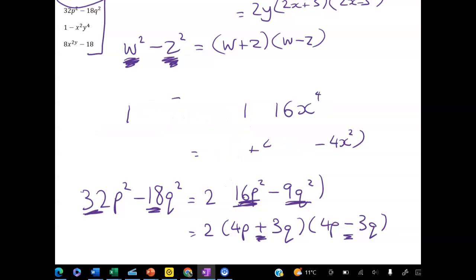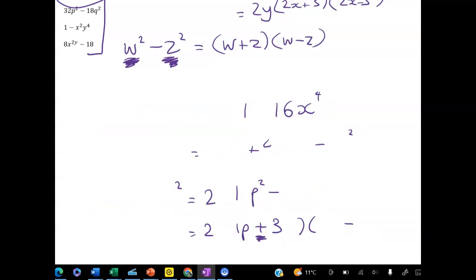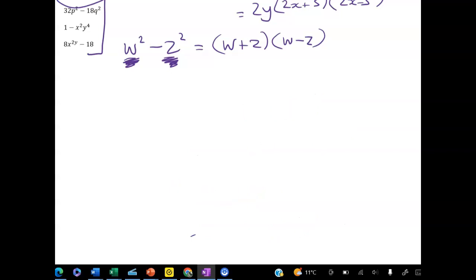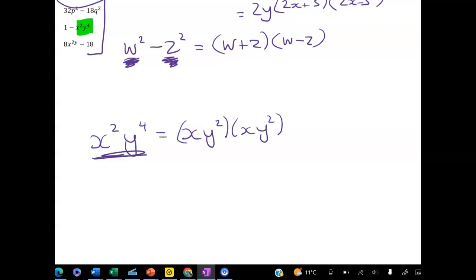Okay, 1 minus x squared times y to the power of 4. Well, we just need to watch out with the second term in here, this one. So if we've got x squared times y to the power of 4, that's equal to x times y squared times x times y squared. So that's how we can break out the perfect square. 1 minus x squared y to the power of 4 will equal (1 plus xy squared) times (1 minus xy squared).